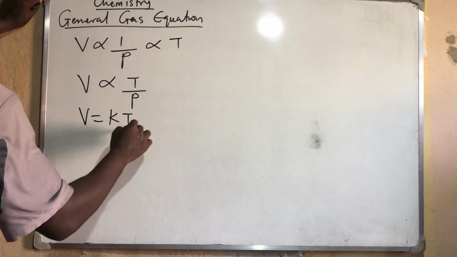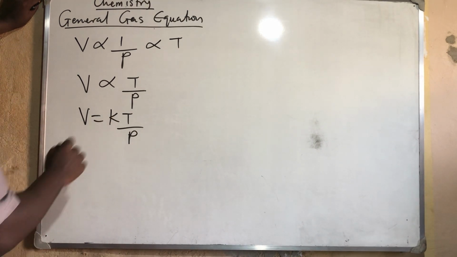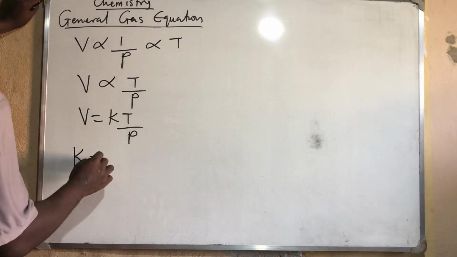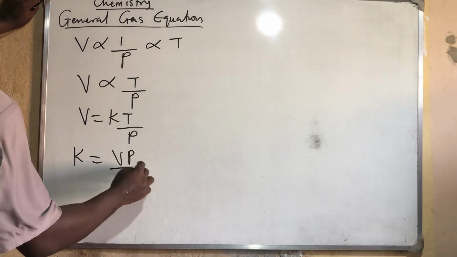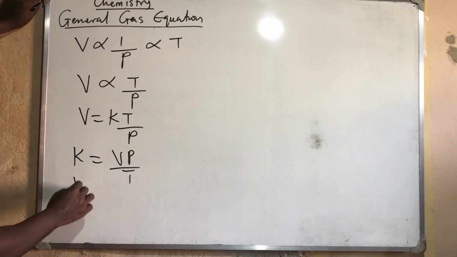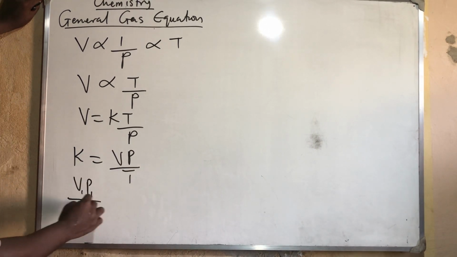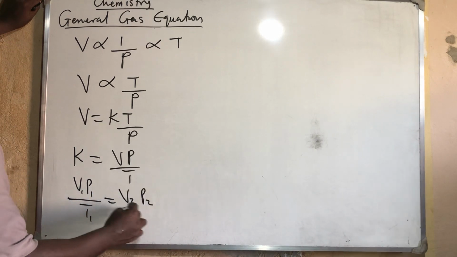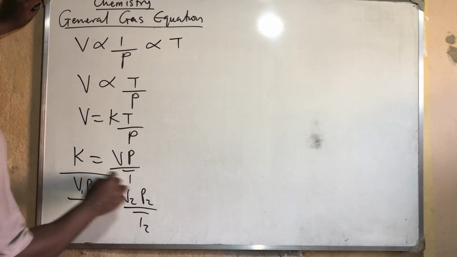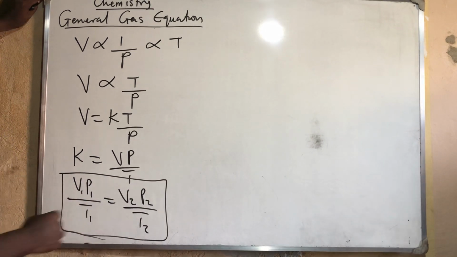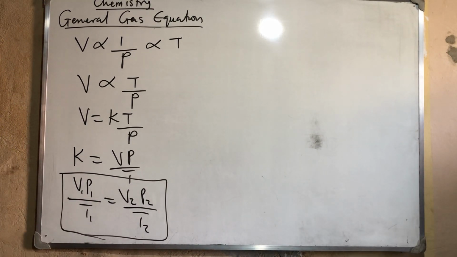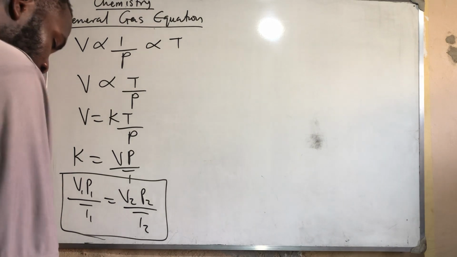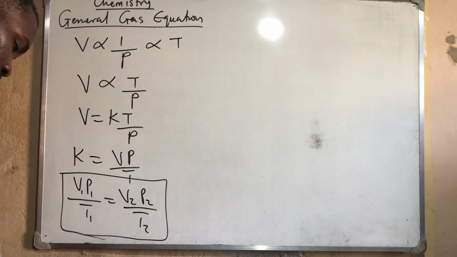KT over P. If you want to make K the subject of the formula, K is equal to VP over T. So we now have that V1 P1 over T1 is equal to V2 P2 over T2. This is the general gas equation. Let's solve some calculations on that.